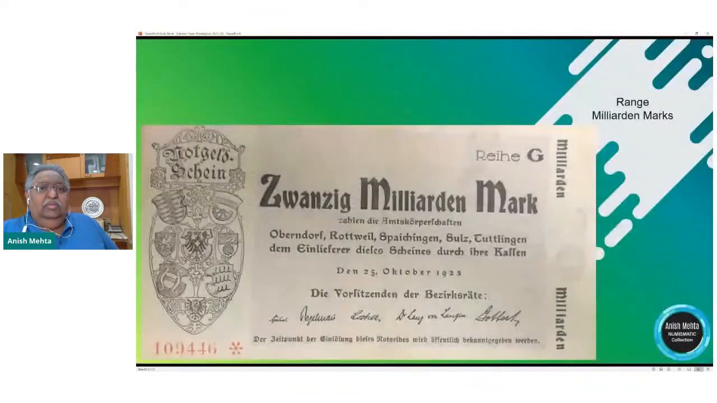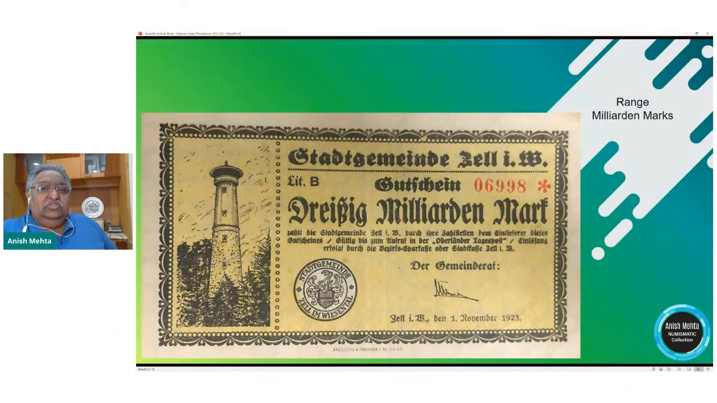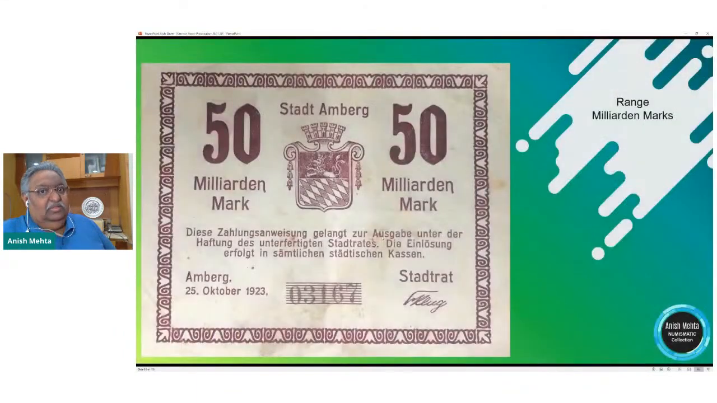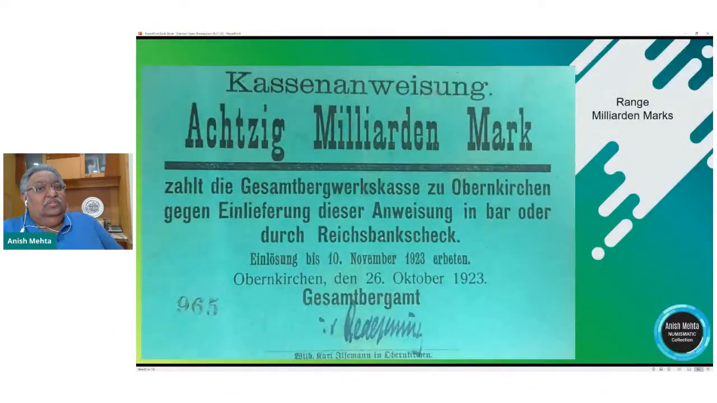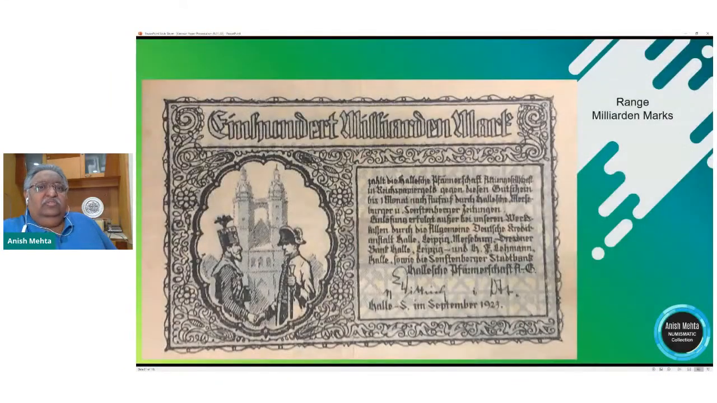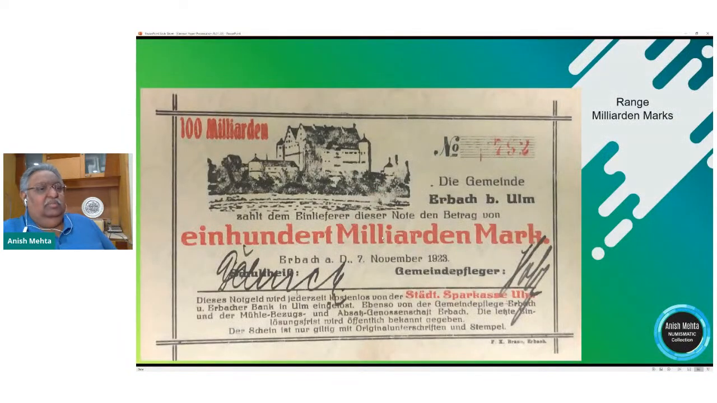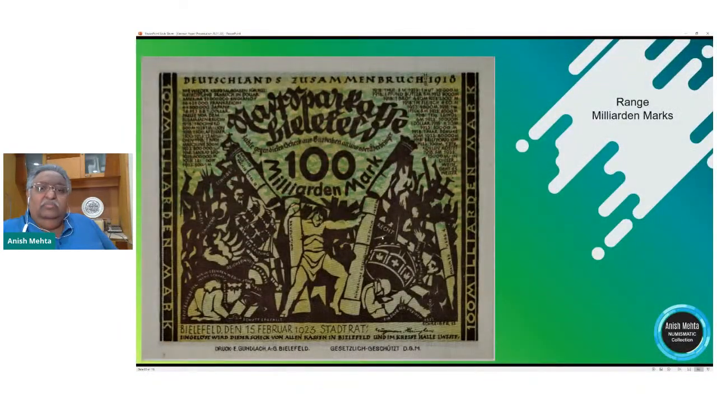This is also 20 billion. This is 25 billion. This is 30 billion. This is 50 billion. This is 80 billion mark, which is a very odd denomination. This is 100 billion. Similarly, 100 billion.